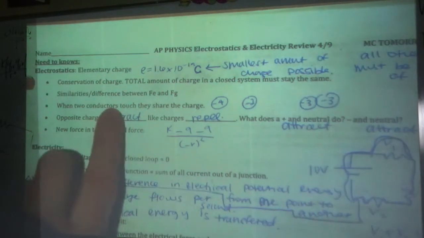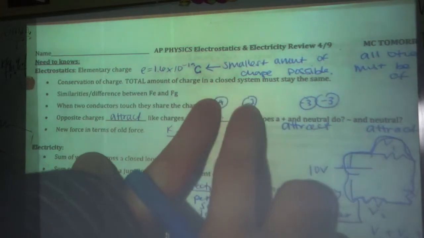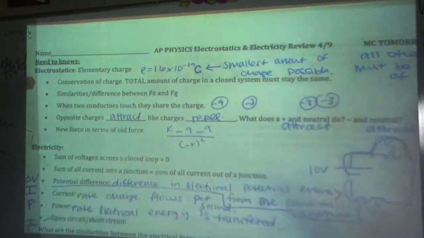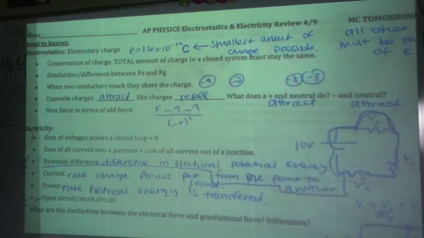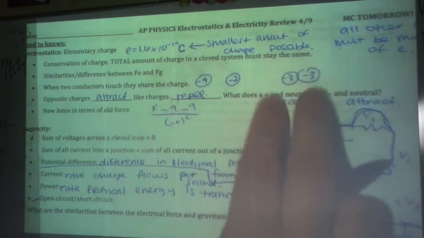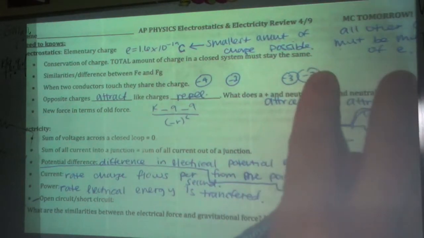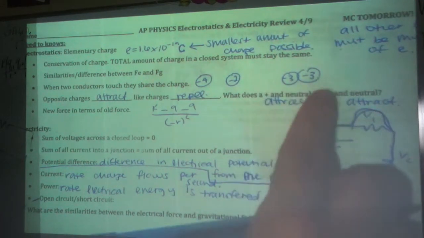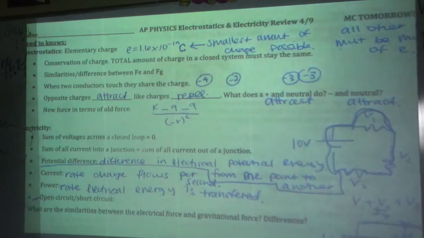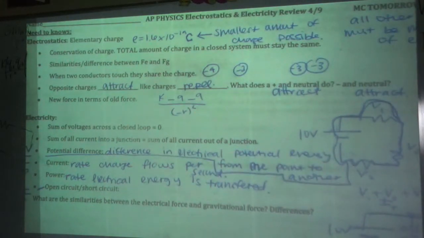When two conductors touch, they share the charge. That total amount of charge is split evenly over the two. Opposite charges attract, likes repel, and any charge with a neutral will attract. Neutral with neutral does nothing. It's only a charge and a neutral that will attract, so positive and neutral or negative and neutral will both attract each other.